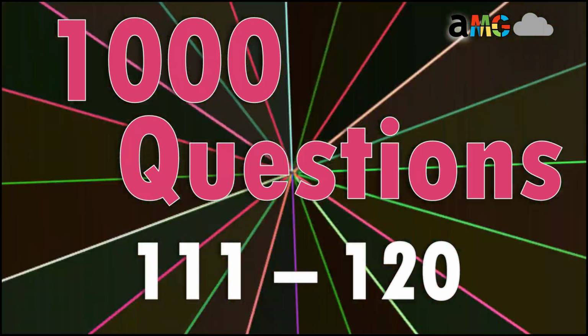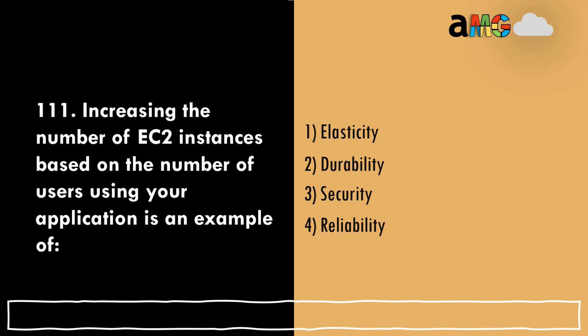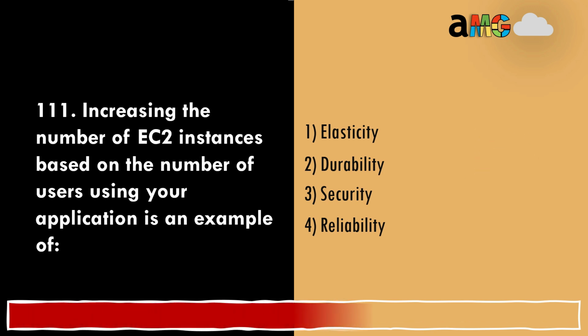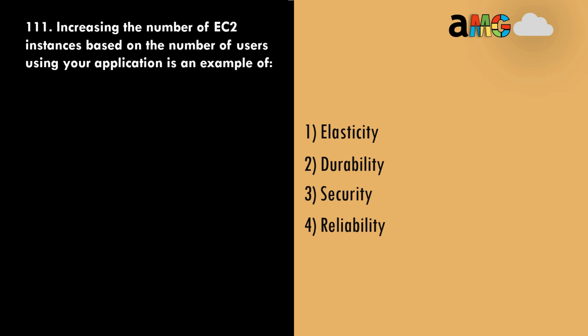Okay. Question 111. Increasing the number of EC2 instances based on the number of users using your application is an example of. Options are given. You have 10 seconds. Choose the answer. Your time starts now. Okay, time up. Now let us analyze the answers.